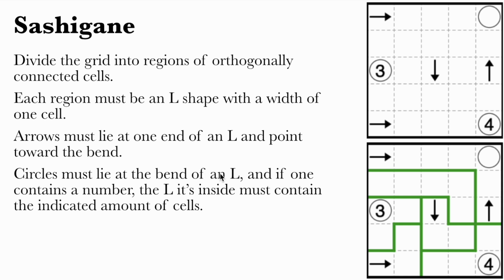Circles must lie at the bend of an L, and if one contains a number, the L it's inside must contain the indicated amount of cells. Again, you can see all of the possibilities here. This is an L that doesn't have a circle at all. That's fine. This one does have a circle, and it is at the bend of the L. This circle is at the bend of the L and has a number in it, which means it needs to have exactly that number of cells, 1, 2, 3. Those are the rules of Sashigane, so it's time to solve a puzzle.